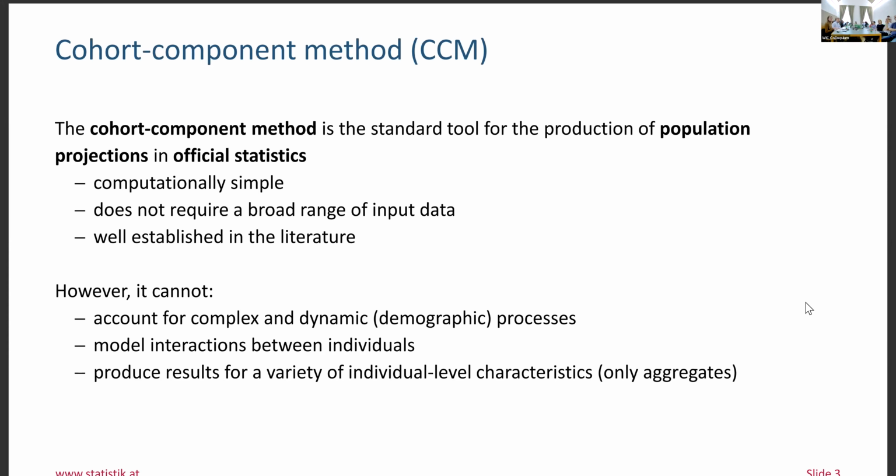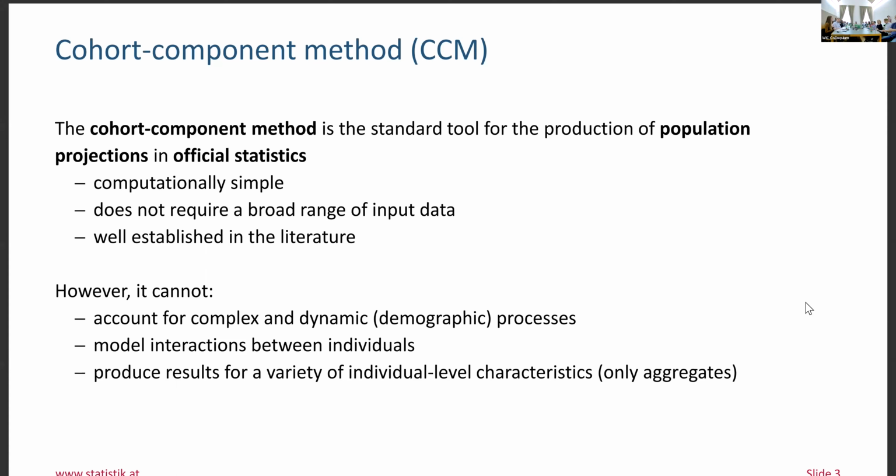To those who might not be familiar, it's basically a deterministic model that projects the components of population change, so fertility, mortality, and migration, at the level of cohorts. So we're looking at the level of aggregated groups of individuals in the population, and we use event rates. So why is this method so popular within official statistics? It's fairly simple computationally. It does not require a broad range of input data, and it is well established in the literature.